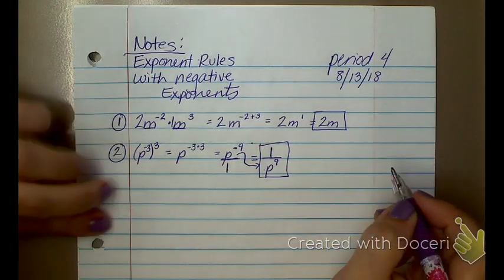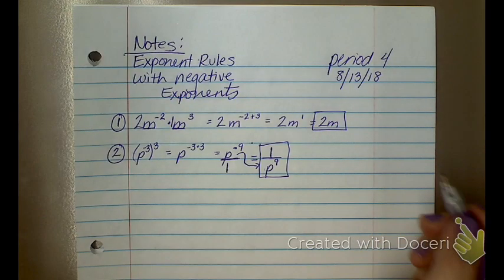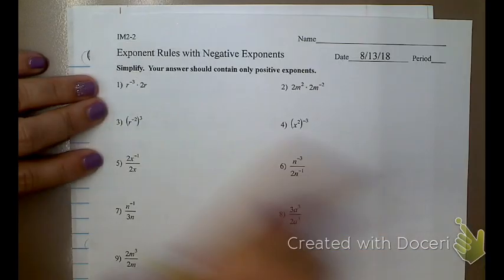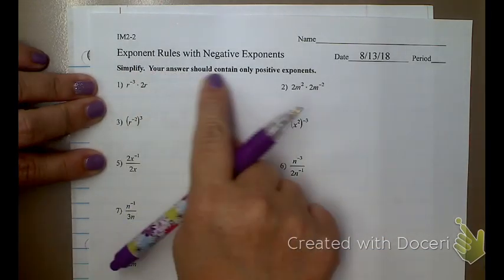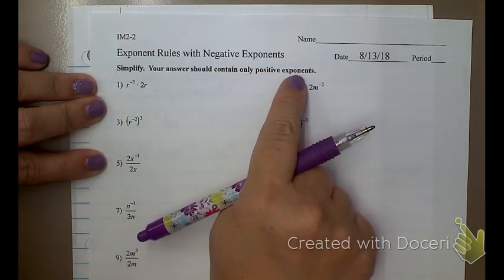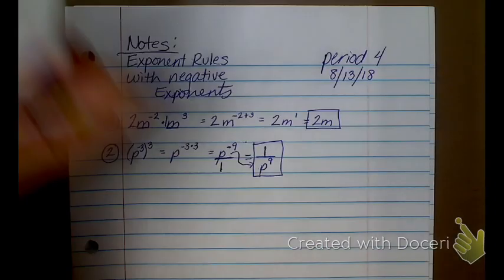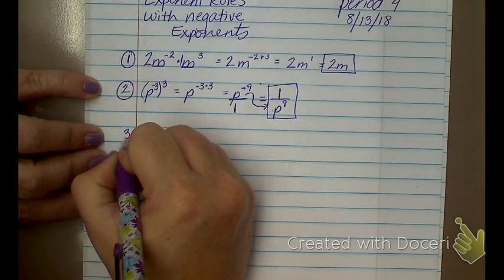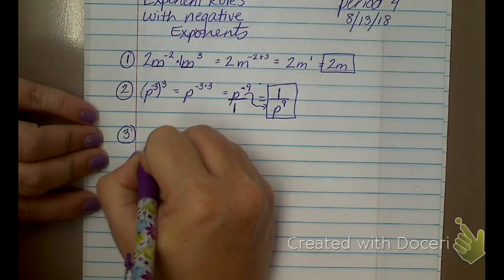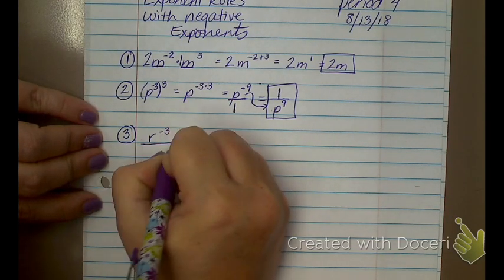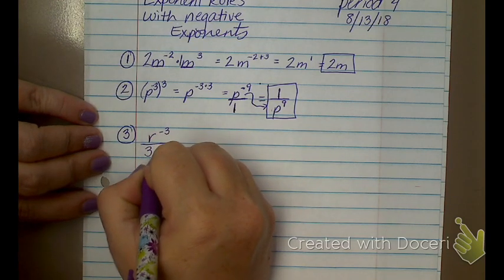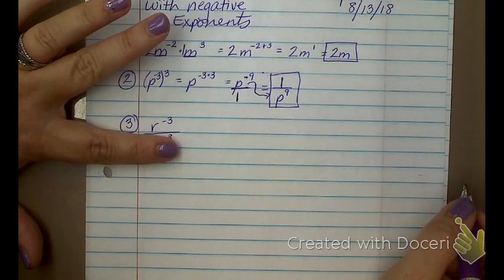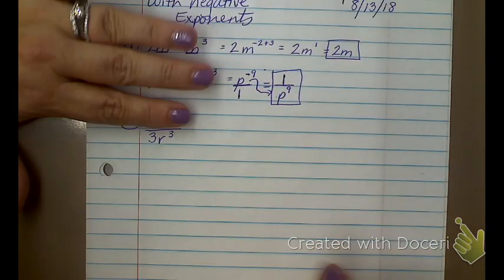So I am not done with my answer until all of my exponents are positive. All right? You'll notice on your homework, it says simplify, and then it says your answers should contain only positive exponents. So you have to make sure that all of your exponents end up positive. Okay? So let's look at another one. R to the negative third over 3r to the positive third. Now I have 3 things going on. I have r to the negative third, I have 3, and I have r to the positive third.